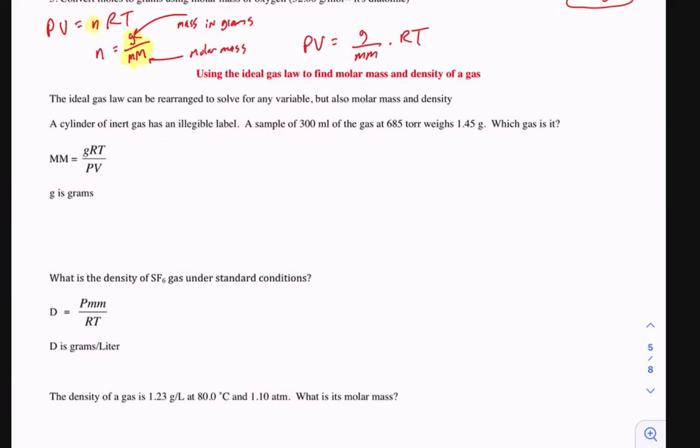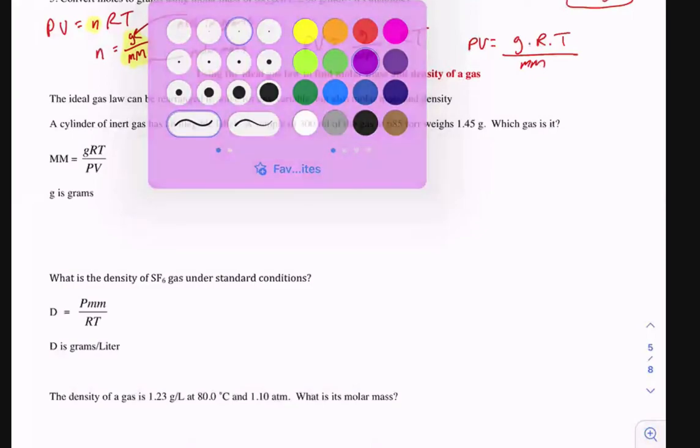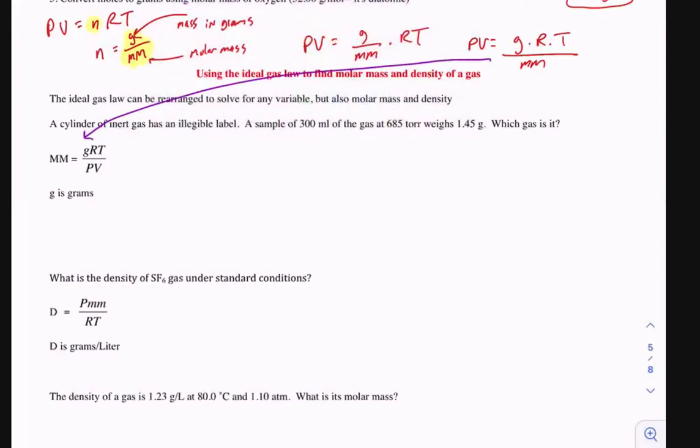So if I can rewrite this to be clearer, PV is equal to mass times R times T over the molar mass, right? Just to show that RT is indeed multiplied by grams, but we are dividing by molar mass. So with this second version of the ideal gas law, we can just rearrange, and by rearranging, we get this form here. All I did was multiply both sides by MM and divide both sides by PV.